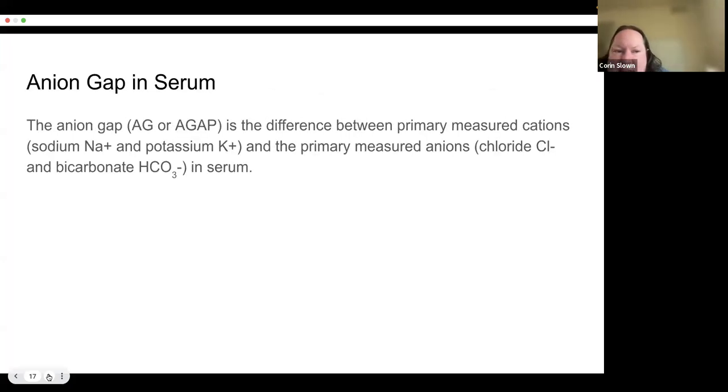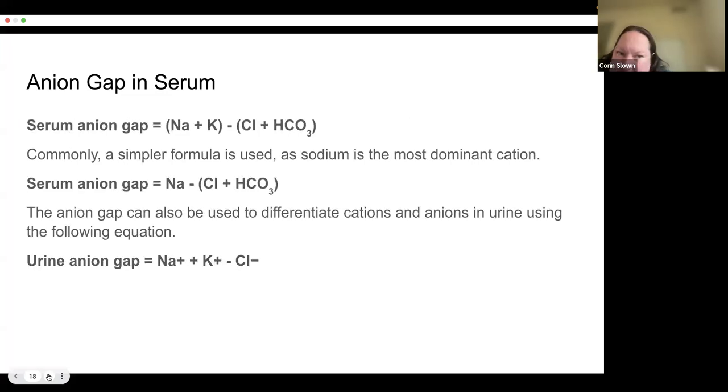We're going to start by thinking about things you can measure in blood serum. So the anion gap is one example. Sometimes it's referred to as the AG or the A gap. And this is the difference between primary measured cations like sodium and potassium, and the primary measured anions, chloride and bicarbonate, in the blood serum. There are two formulations for this. I think this is so fascinating. So the complete equation is the serum anion gap that's shown here. So that's sodium plus potassium minus chloride plus bicarbonate.